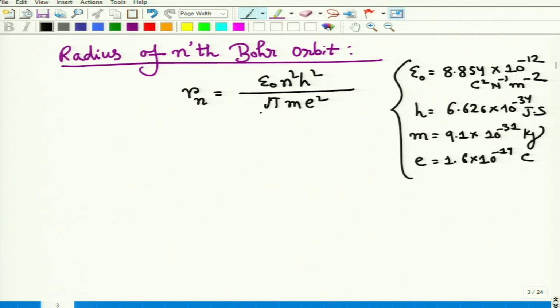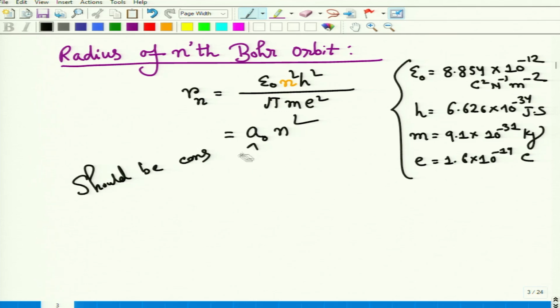Pi is a constant. So, from here we can see that except n, everything is constant, right. So, we can write it as a naught n square, where everything else is constant. So, a naught should be constant. What will be the value of a naught? A naught is epsilon naught h square divided by pi m e square, very important.